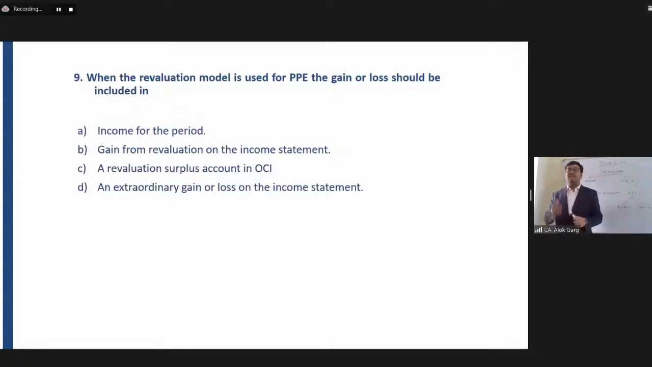You remember, if there is a gain, it will go to revaluation surplus in OCI. If subsequently there is a loss, to the extent of the gain, it will be debited from the gain and the rest will go to P&L. In case of a loss, it will go to P&L. If there is a subsequent increase, to the extent of the loss, the increase will be credited in the P&L. And if it is over and above that, it will go to OCI.